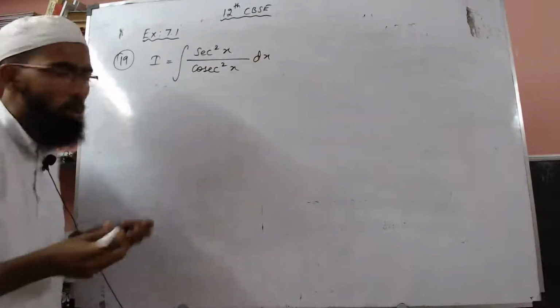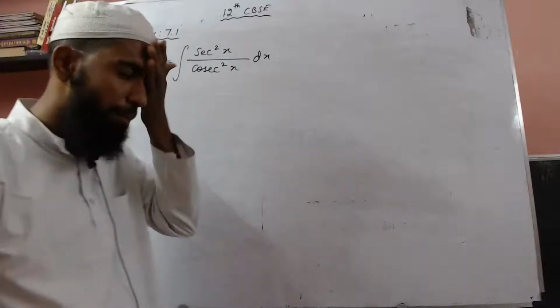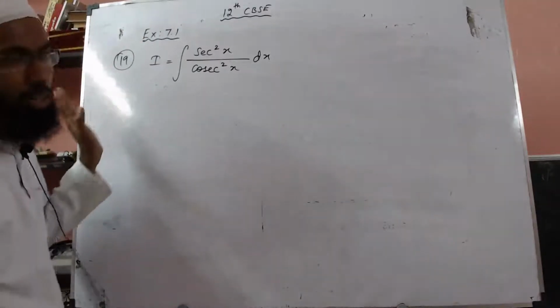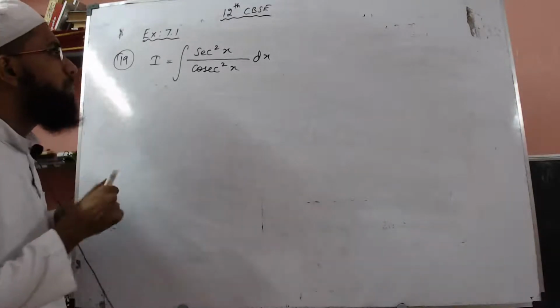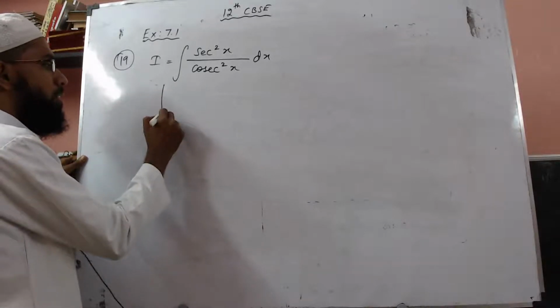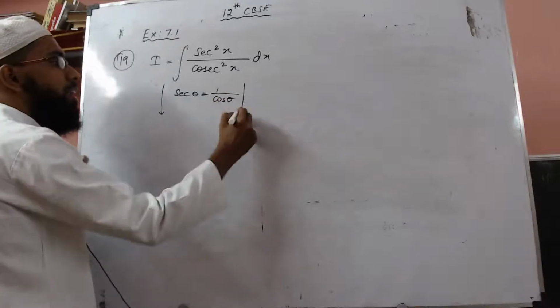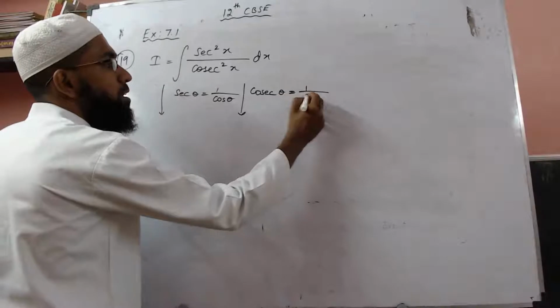Now here what I can do, now we are getting into the trigonometric. So far we didn't see the trigonometric, we have been doing with the x power and formula itself. Now we are getting into the trigonometric ratio. Now secant square by cosecant square. What is secant? Secant theta is nothing but 1 by cos theta, and cosecant theta is nothing but 1 by sin theta.